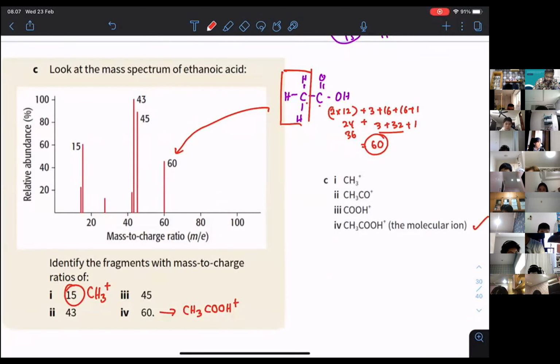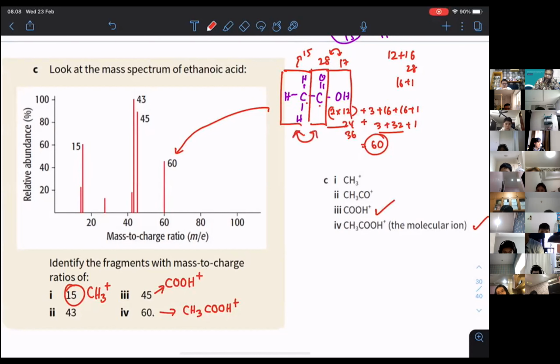And then 43 and 45. Let's actually calculate. If this is 15, C and O is 12 plus 16, so it's going to be 28. The OH is going to be 16 plus 1, 17. So 45 is this plus this one, 28 plus 17. So 45 is going to be representing COOH+. That's for 45. How about 43 then? 43 is these two. 15 plus 28 is 43, which I put as CH3CO+.